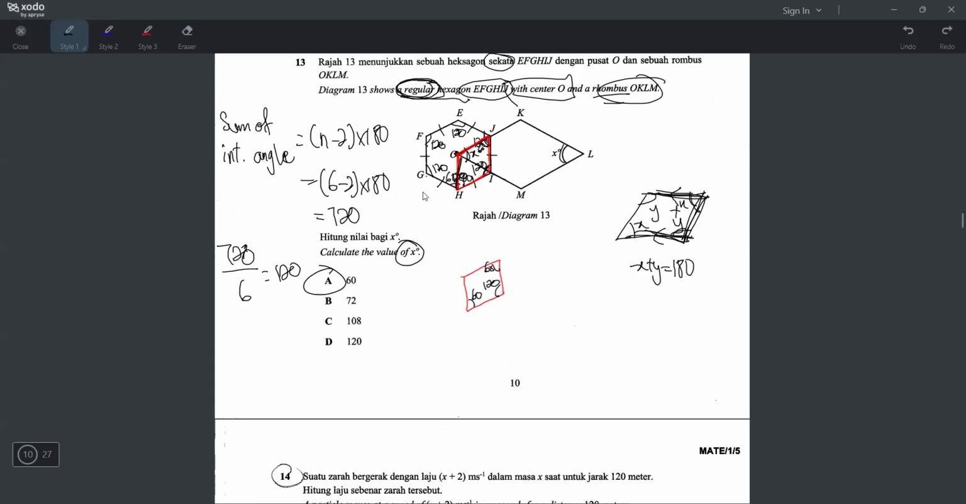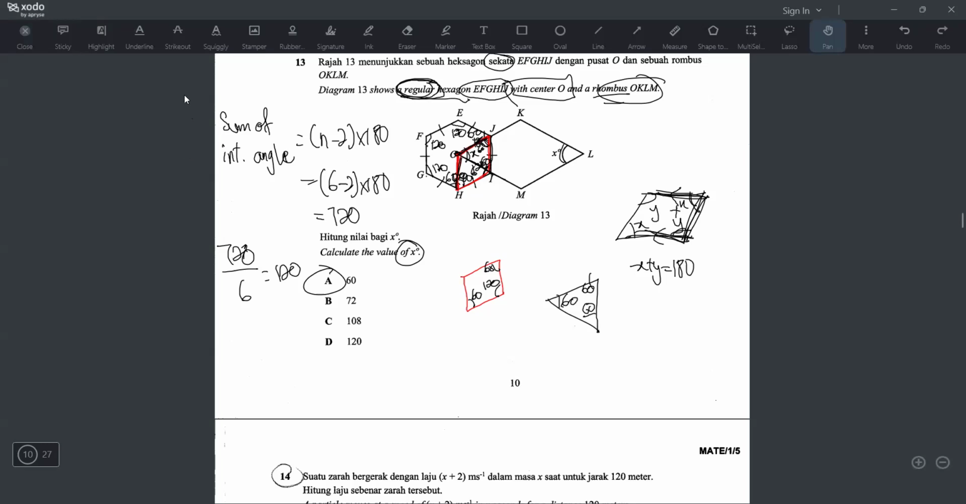Okay, sorry. So that means you cut in half, 60, 60. It means this line also will cut in half because you start it from the center. That's why this is 60, 60, right? And if you look at this triangle, if this is 60, this is 60, this is 180 minus 60 minus 60, which is 60 also. That's why the answer is A. I hope my explanation is clear enough for you to understand. All right.